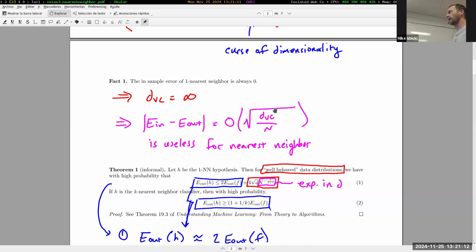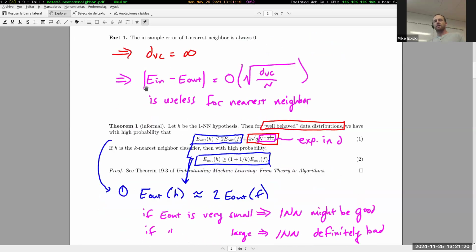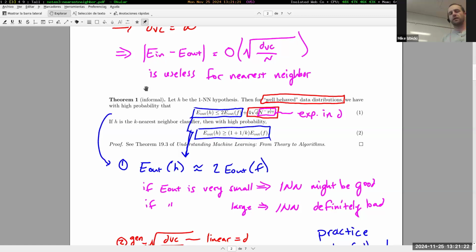And it's also true for any value of k that the VC dimension is going to be infinite. And so this generalization bound, like we had been talking about, is not useful. But there are still things that we can say and prove about nearest neighbor. That's Theorem 1 talking about that.